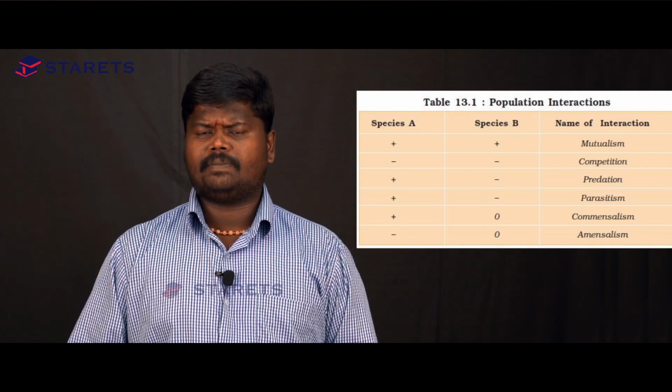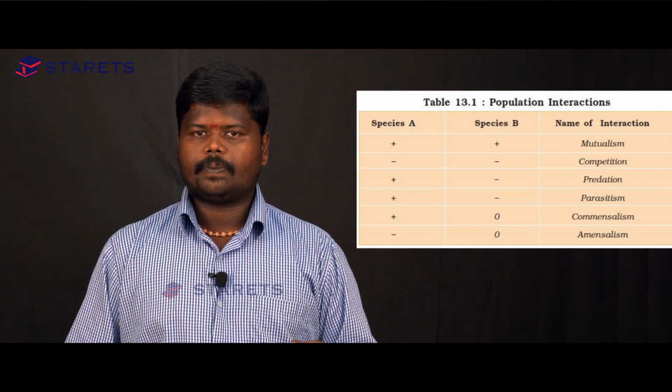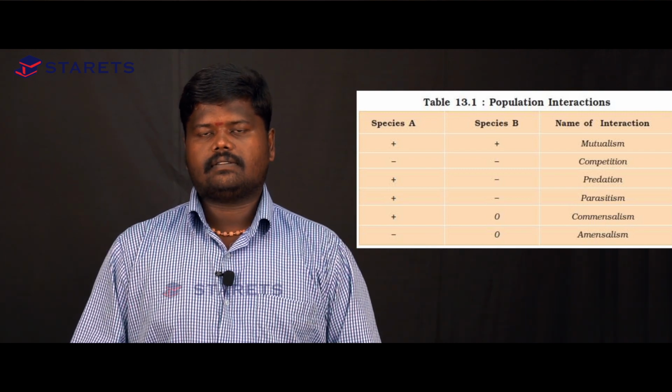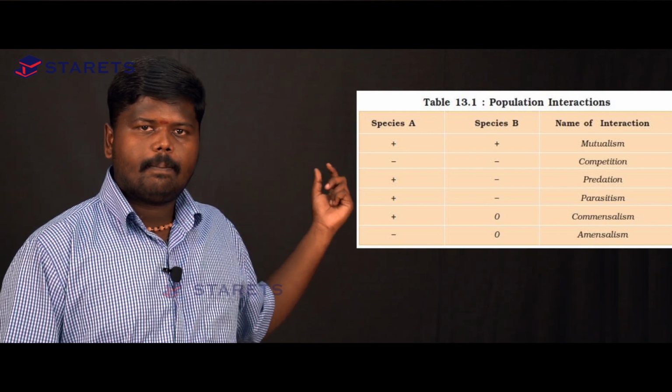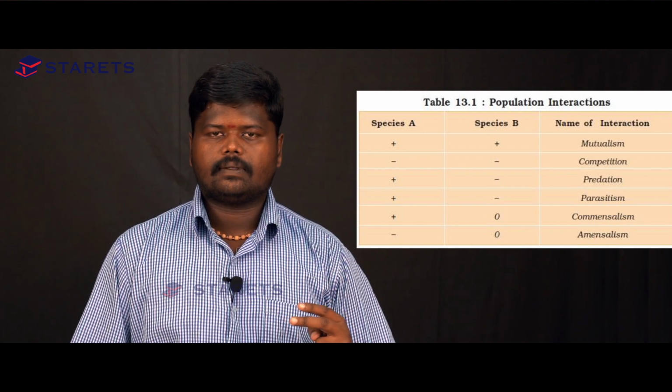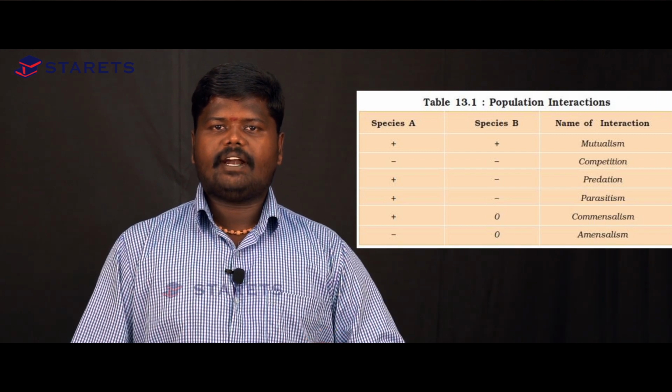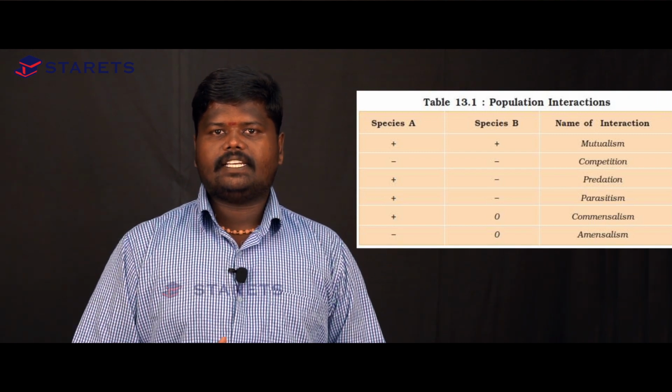The third relationship is a very amazing relationship. Plus minus. That is what happens in most cases. Look at the table. I have put plus minus in two ways. Plus minus can be there in parasitism, or plus minus can be there in predation. What do you mean by parasite?